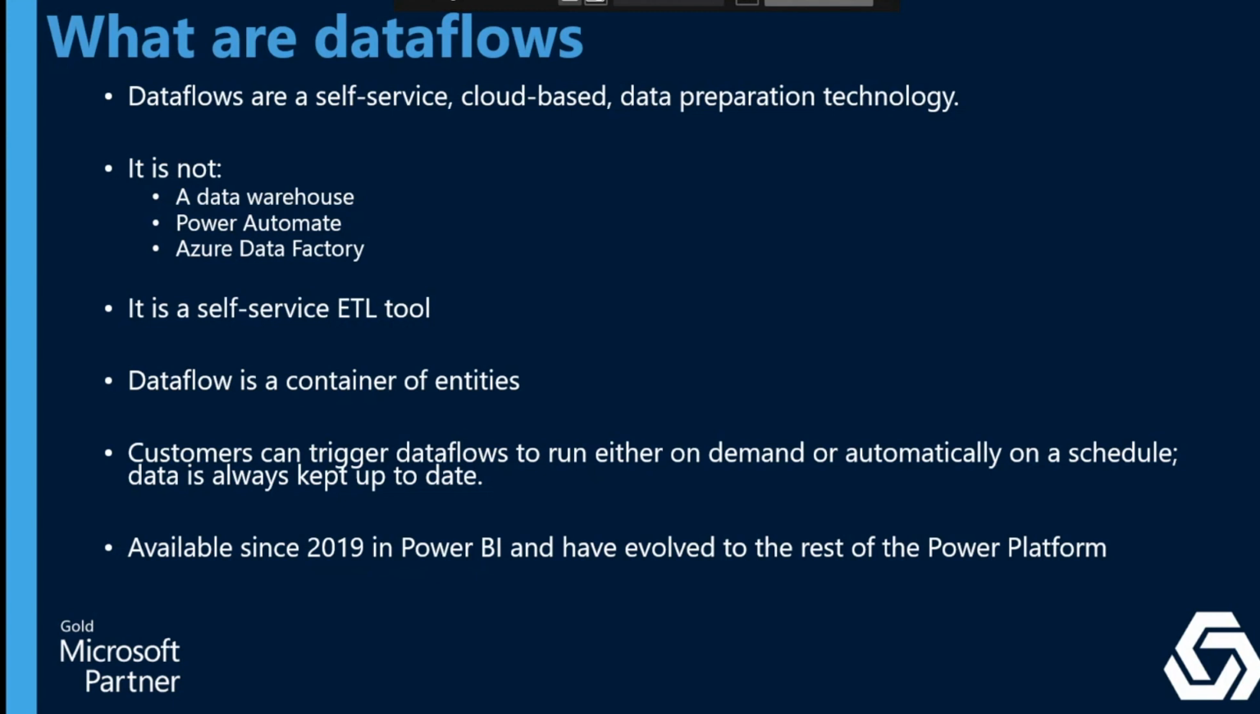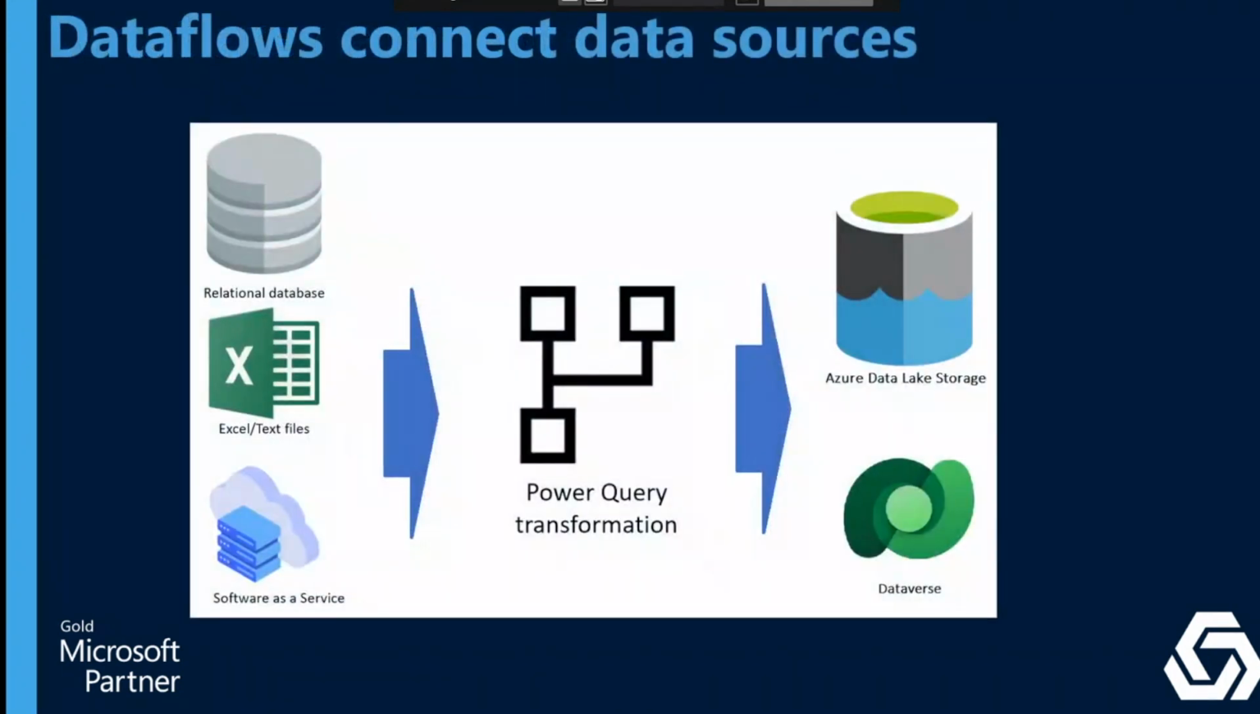So if we move on to the next slide, this simply describes how a data flow can connect to various different structured data sources, wherever they may be. It can then do that transformation. So this is the T in the ETL. And then it takes that data and makes that data available elsewhere.